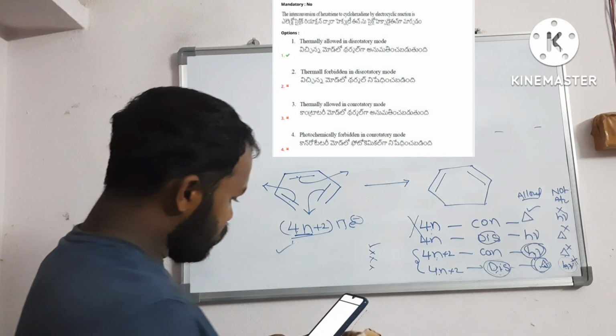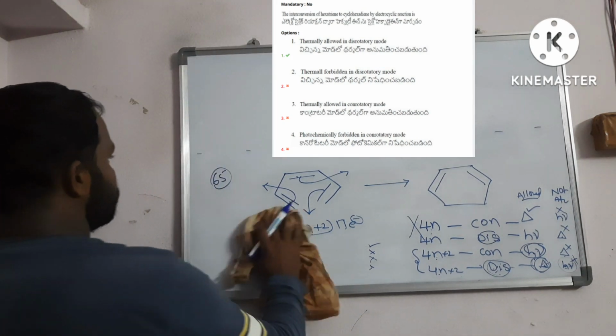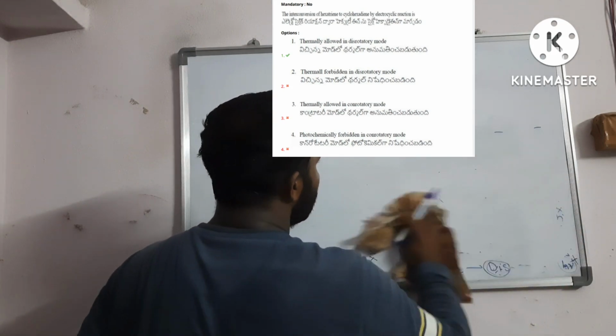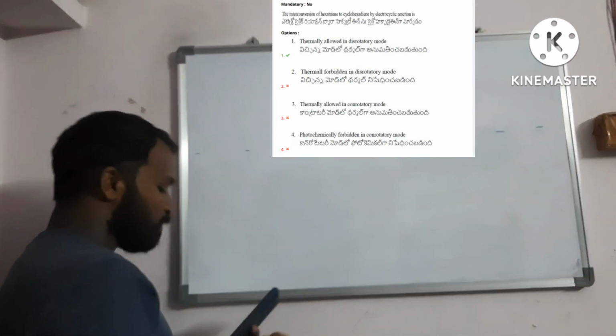This is about question number 65. Option 1 is the correct option. Very simple concept. You should learn these Woodward-Hoffmann rules by heart. These are called the Woodward-Hoffmann rules. You just learn it by heart.